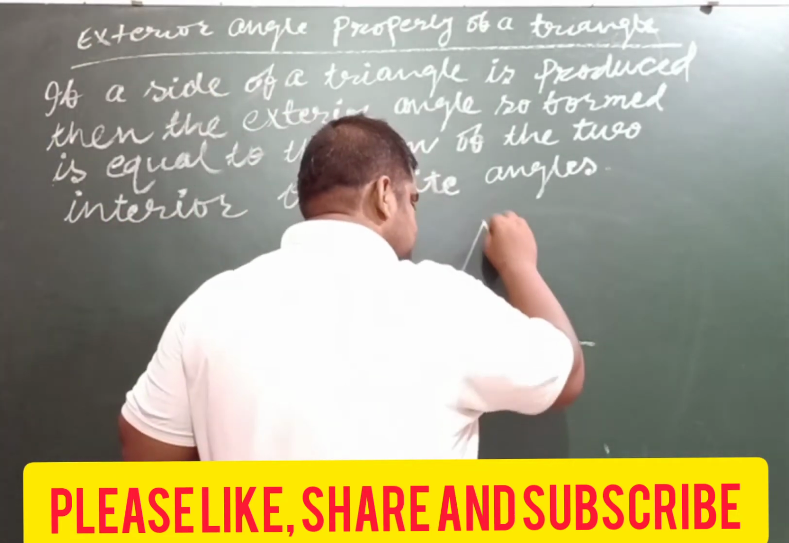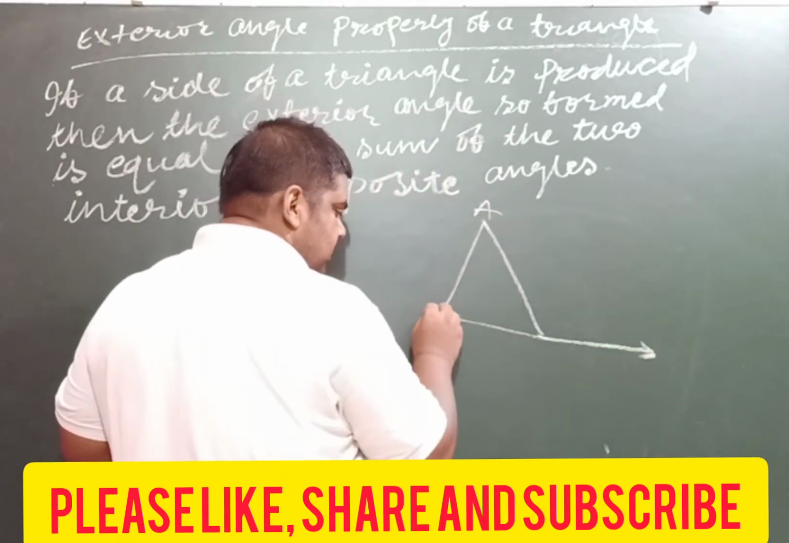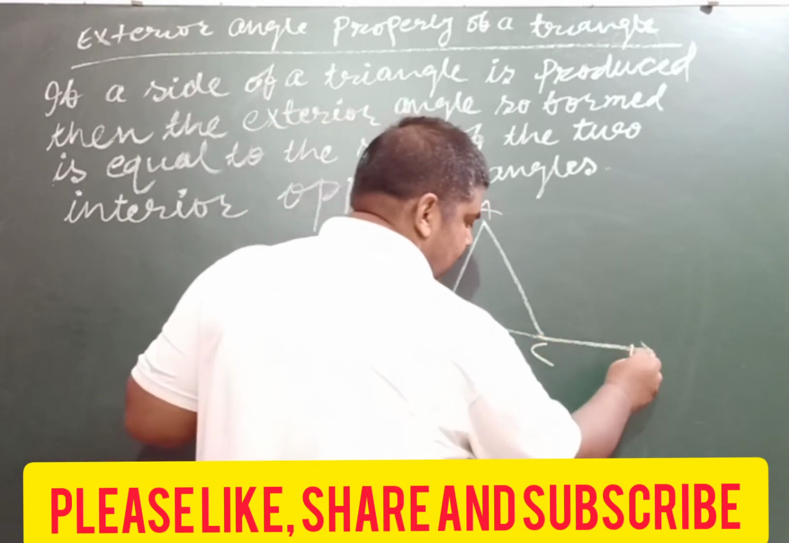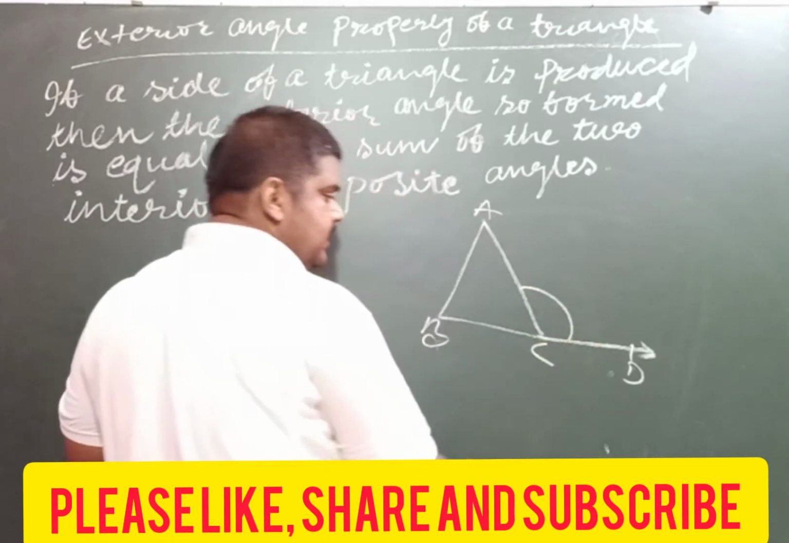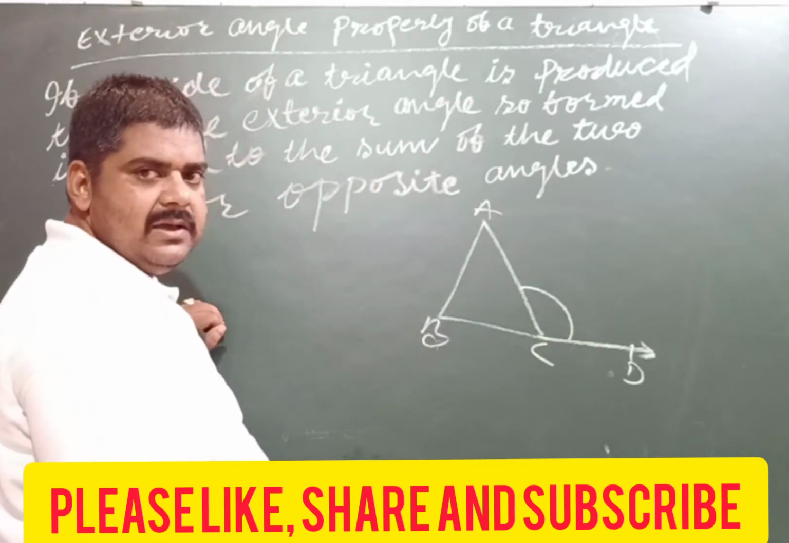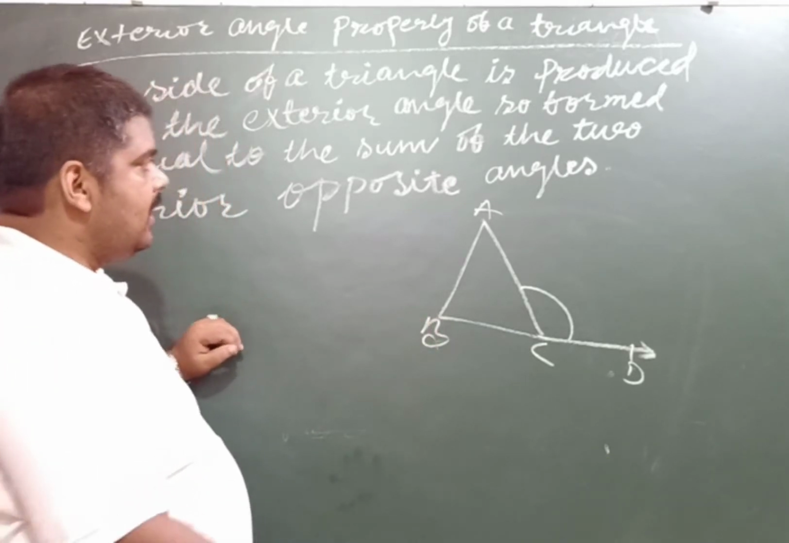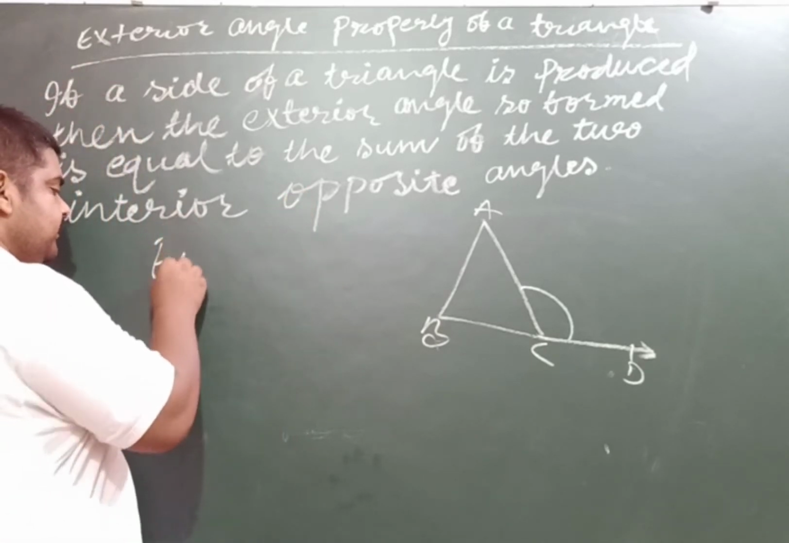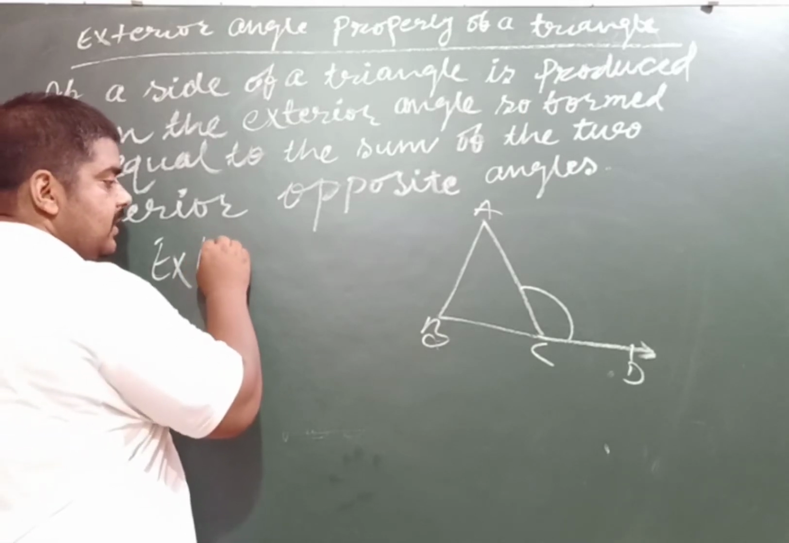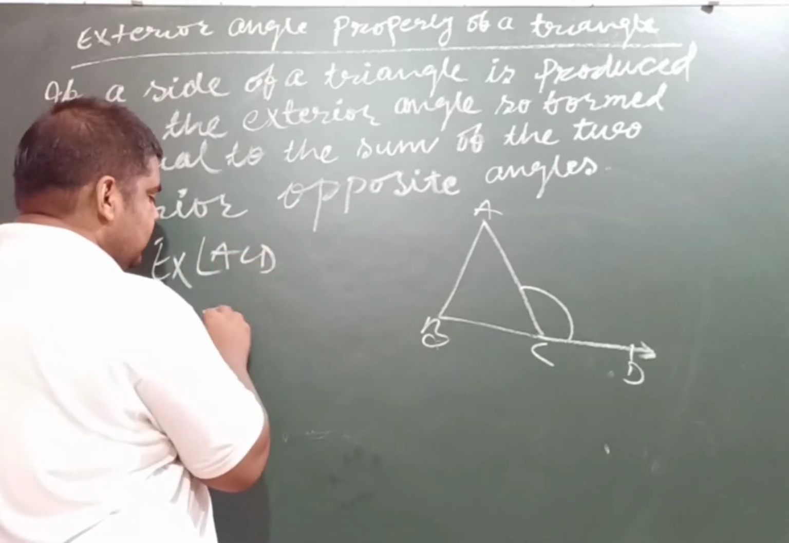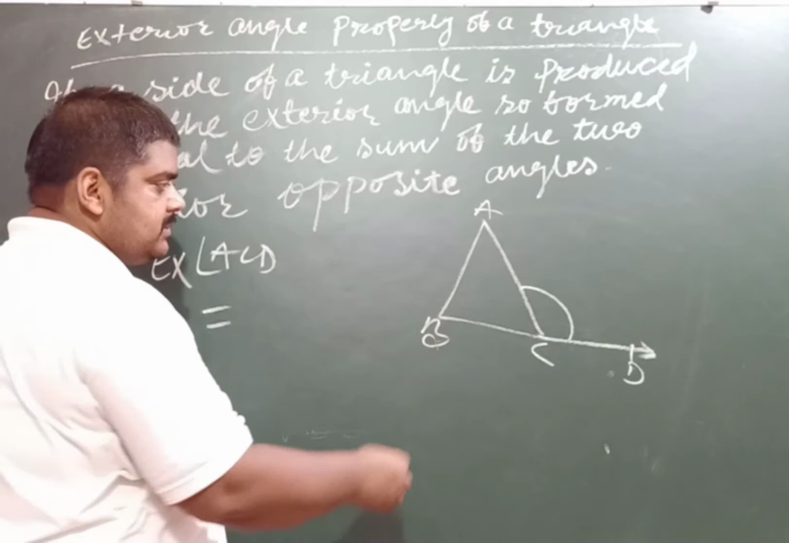theorem it is said that if one side of a triangle has been extended, suppose this triangle is ABC and BC has been produced up to D, the angle formed is actually angle ACD, and this angle ACD is known as the exterior angle. And according to this theorem or property, exterior angle ACD is equal to the sum of the interior opposite angles.